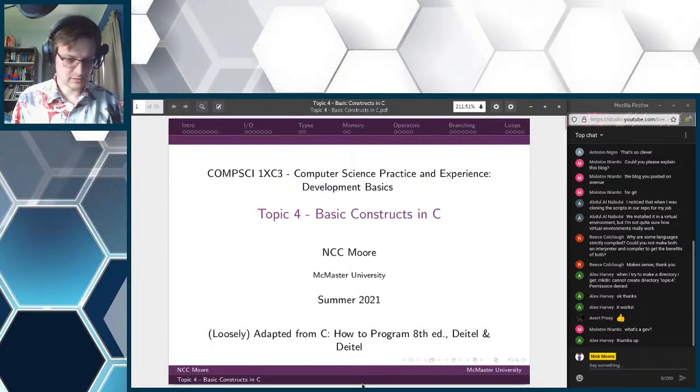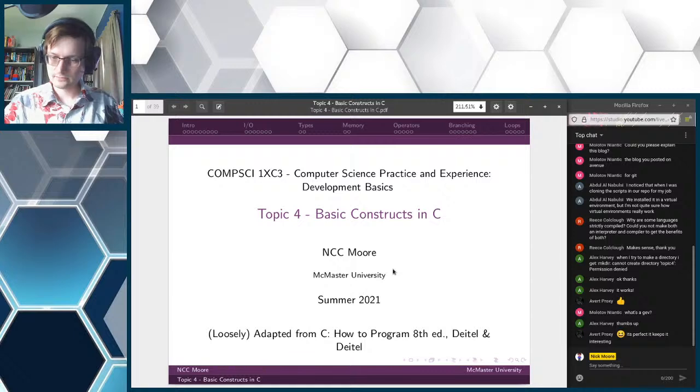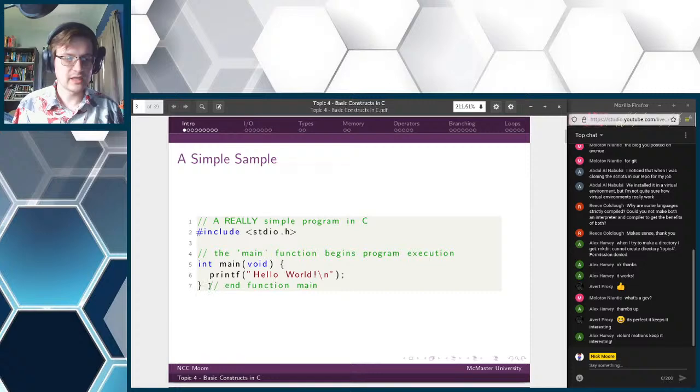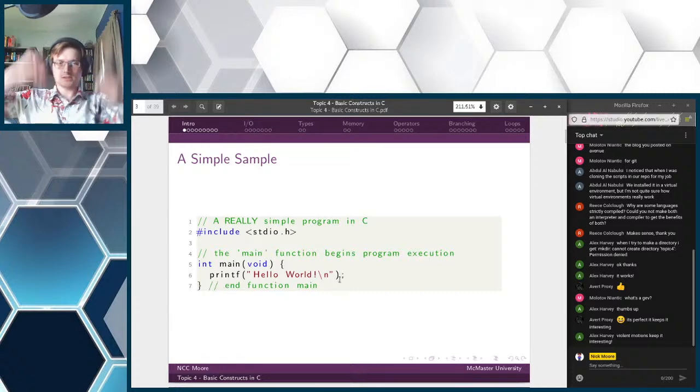So, let's see here. We have about 15 minutes left in class, so let's see if we can make some progress on basic constructs in C. So now we're actually going to learn the C language. This is our simple sample program that we've already been talking about. A really simple program in C. The main function begins program execution. End of main function.